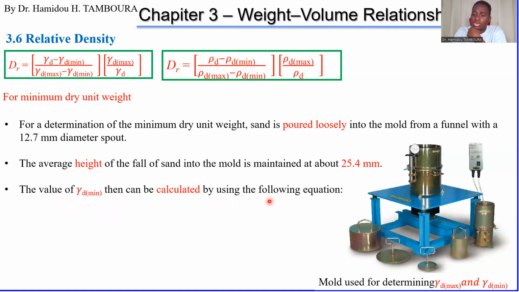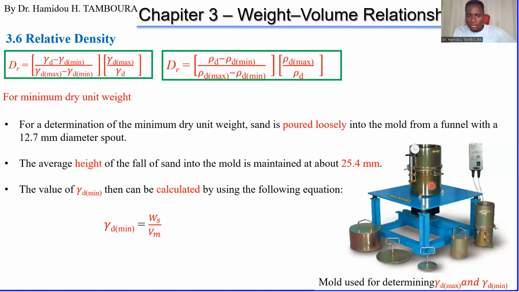So in that case, the value of the minimum dry unit weight can be calculated by using just this equation. The weight, if it is full, because you know the volume of this mold already, so just go and weigh it, and you will obtain the weight of the soil, and you divide by the volume.